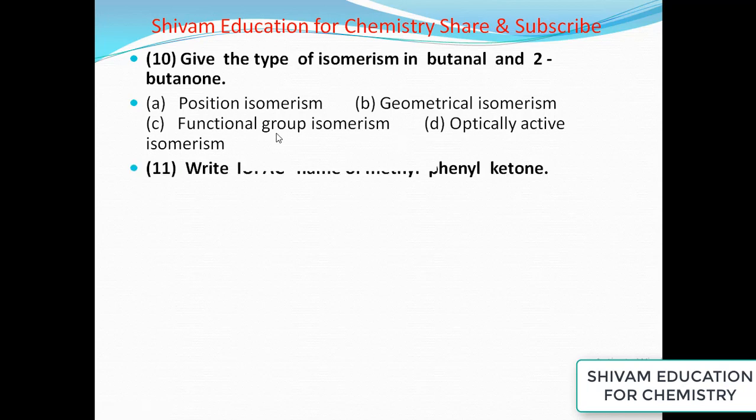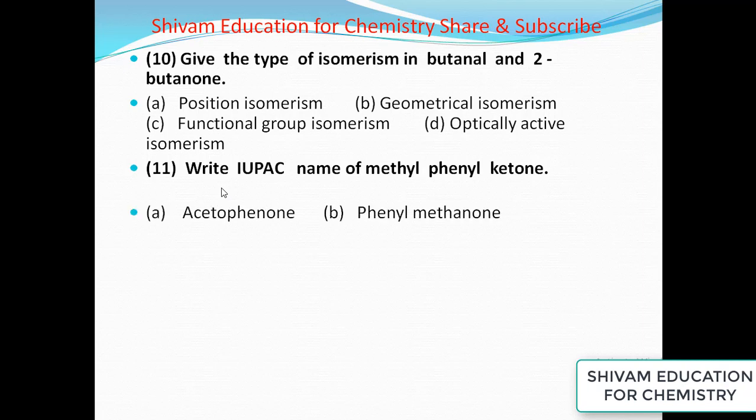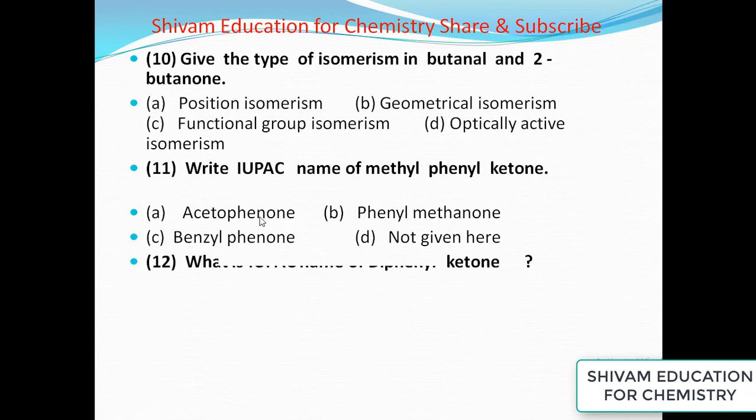Now this is question number 11. Write the IUPAC name of methyl phenyl ketone, and these 4 options are given. You have to tell what the IUPAC name of methyl phenyl ketone is. Now the accepted IUPAC name of methyl phenyl ketone is acetophenone. It is known as acetophenone. So the IUPAC name of methyl phenyl ketone is acetophenone.